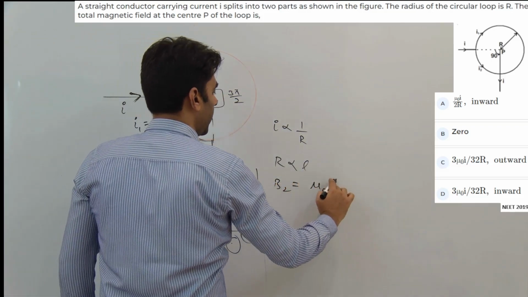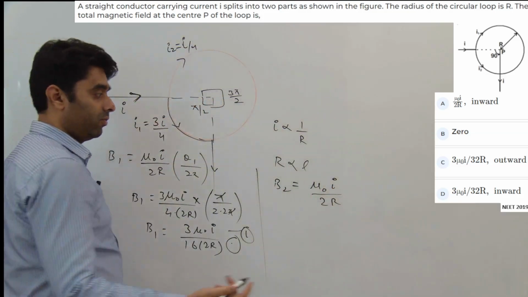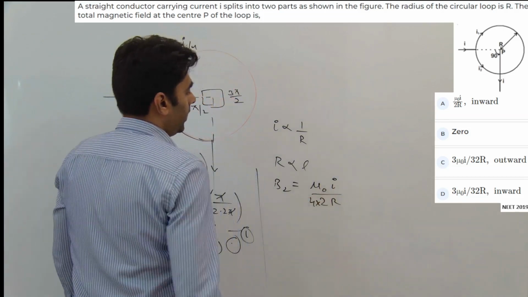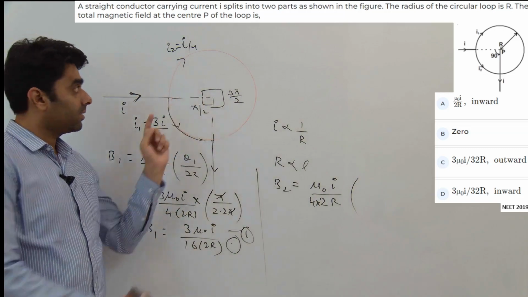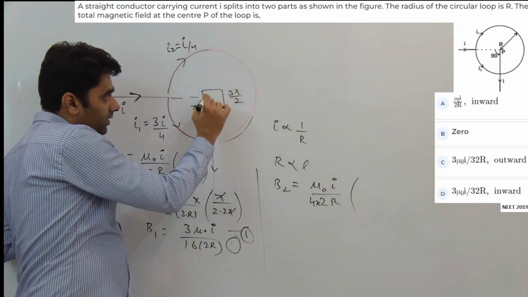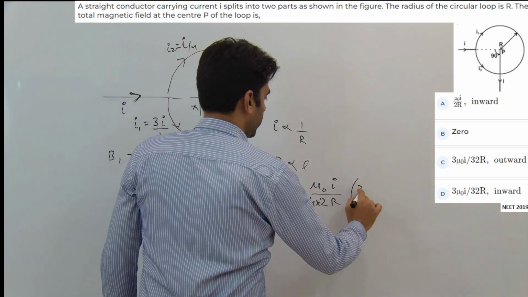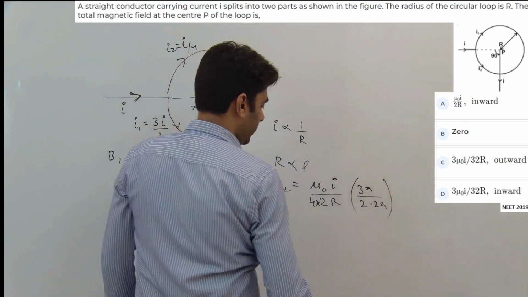Magnitude mu naught I by 2R. How much is our current? Current over here is I by 4, one-fourth only. So I'll directly write I by 4 into theta by 2 pi. How much is the angle subtended? This one is subtending an angle of 3 pi by 2. So it comes out 3 pi by 2 into 2 pi, right?